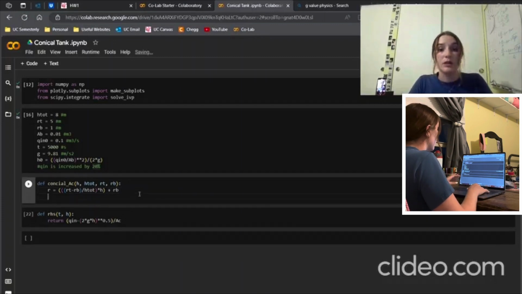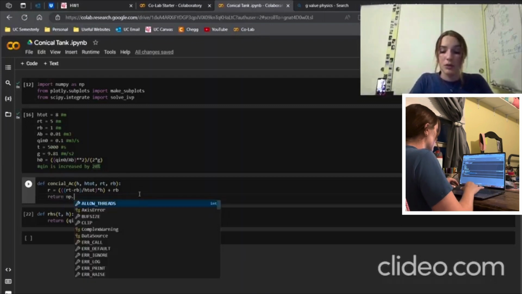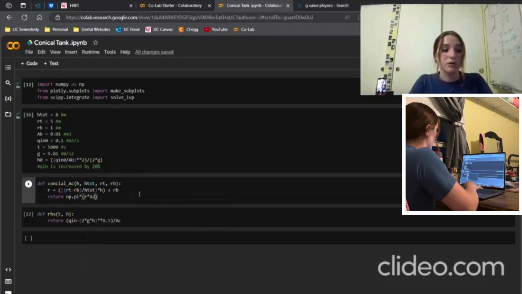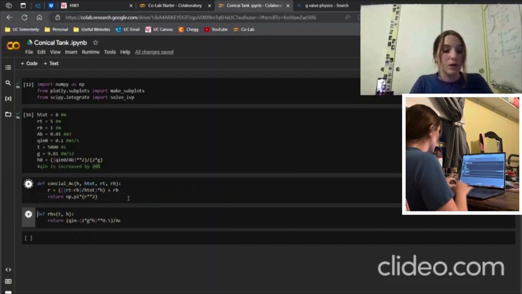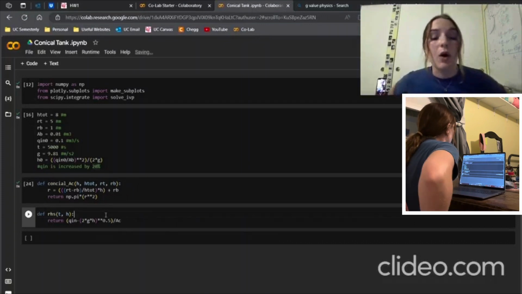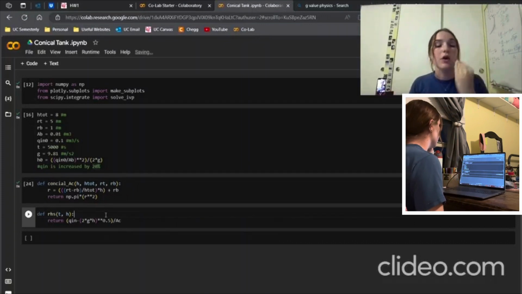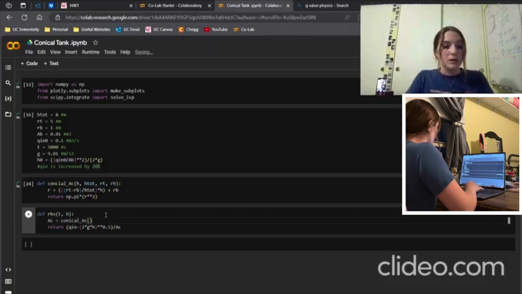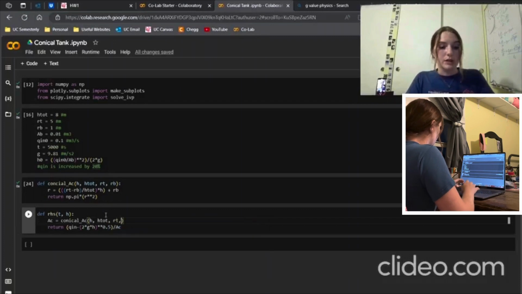Okay, so now we can return our area. So return numpy. So we're going to return pi times r squared. And now we are going to calculate our AC. So we now have initialized our conical AC value. So now we can initialize our actual AC to be equal to conical underscore AC times, in the parentheses, H total, RT, and RV.